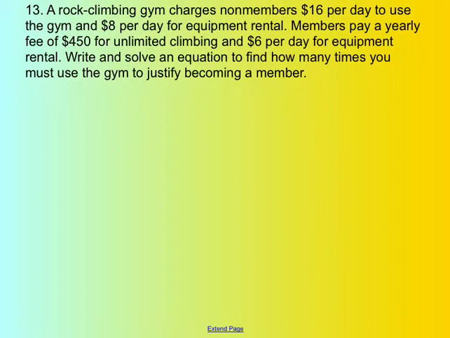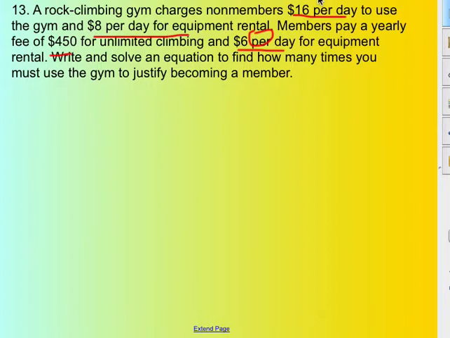A rock climbing gym charges non-members $16 per day to use the gym and $8 per day to rent equipment. Members pay a yearly fee of $450, so it doesn't matter how many days they go, they're paying $450, and $6 per day for equipment rental. That does matter per day. Here's a hint: whenever you see "per," a lot of times that means you're going to need a variable of some sort. It's for every x day, so x is going to represent days.